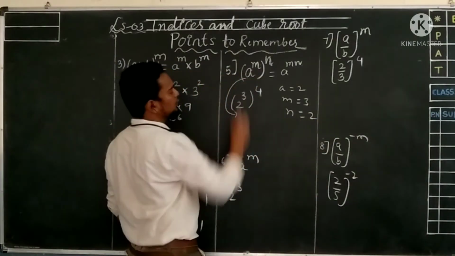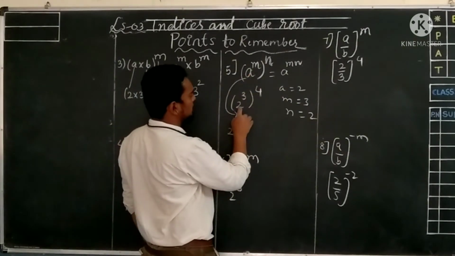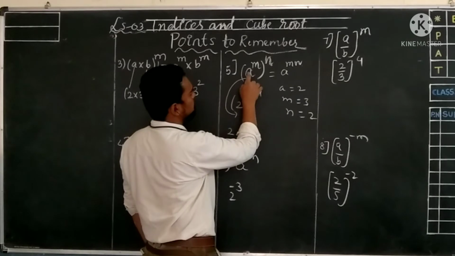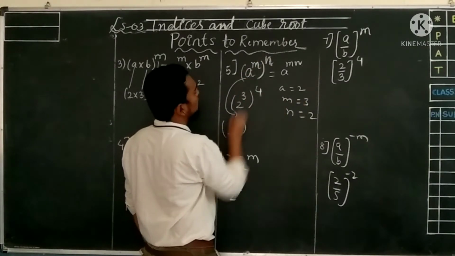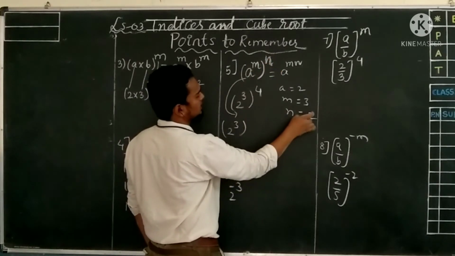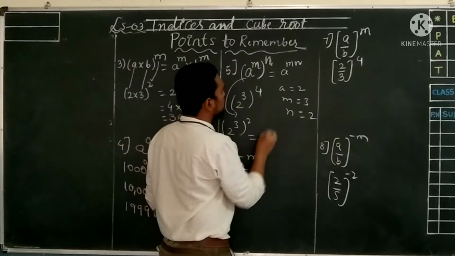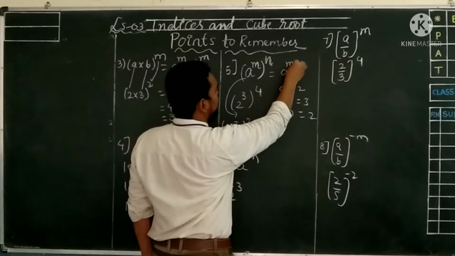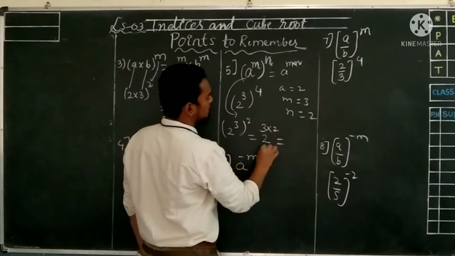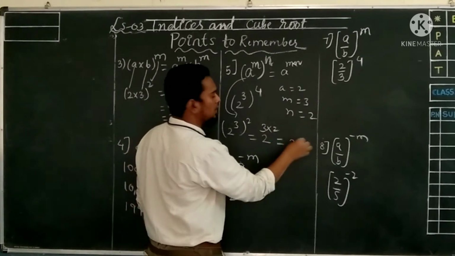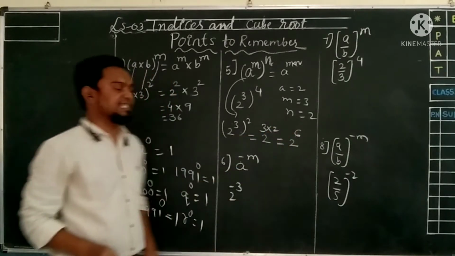Now we will put it in this form. Here a means 2, to the power of m means 3, whole to the power n means the power is 2. So it is 2 to the power of m into n, that is 3 2s are 6. Therefore, 2 to the power of 6.